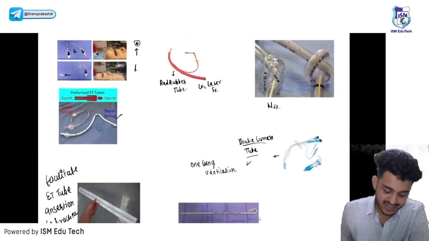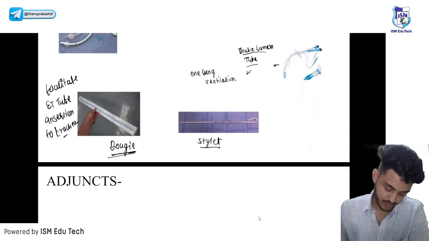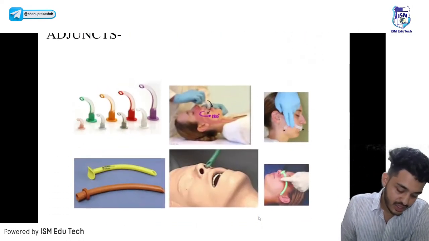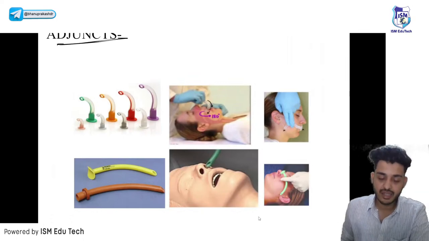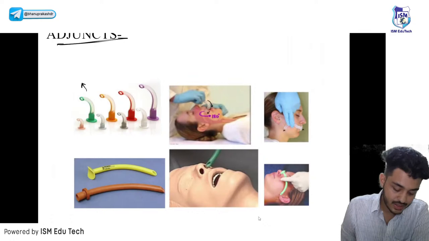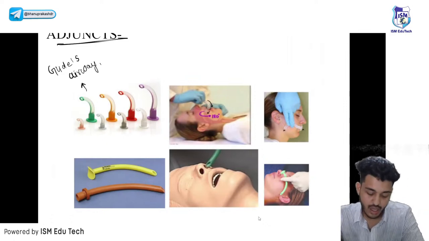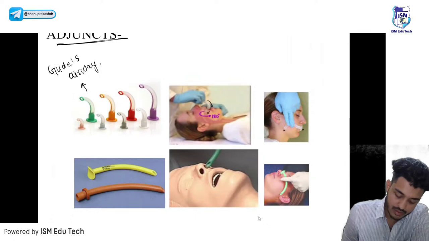Okay, guys. So these are your airway devices, infraglottic. Next one is your airway adjuncts. What are the adjuncts that we are using? First one is your Guedel's airway. Okay, how are we using it?